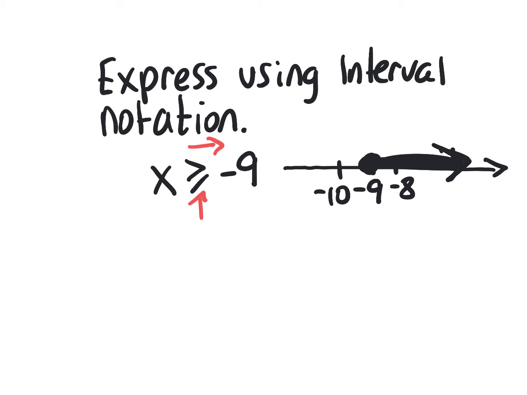It means it includes -9. The interval to show that would be that it includes, it's a bracket, and you would have -9, and it goes all the way up till infinity. It never ends, so you would use your infinity sign and just a parenthesis to let us know that it's going to continue on forever.